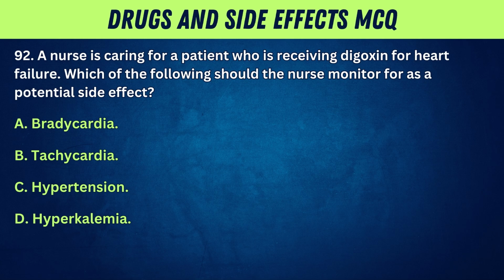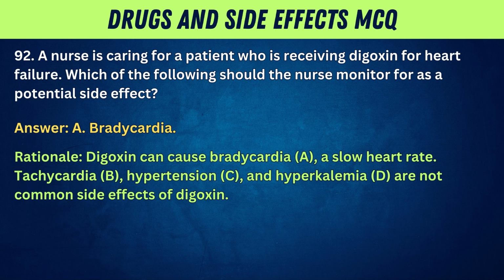92. A nurse is caring for a patient who is receiving digoxin for heart failure. Which of the following should the nurse monitor for as a potential side effect? A. Bradycardia. B. Tachycardia. C. Hypertension. D. Hyperkalemia. Answer: A. Bradycardia. Rationale: digoxin can cause bradycardia, a slow heart rate. Tachycardia, B, hypertension, C, and hyperkalemia, D, are not common side effects of digoxin.